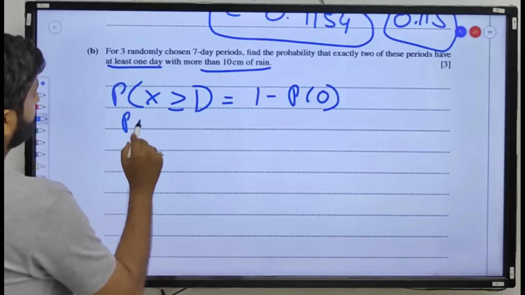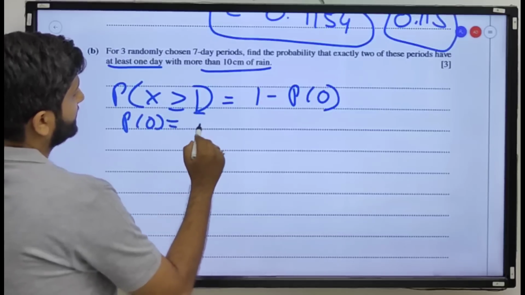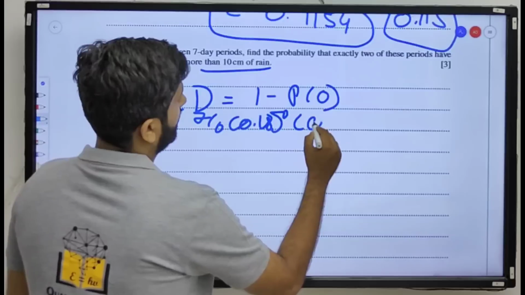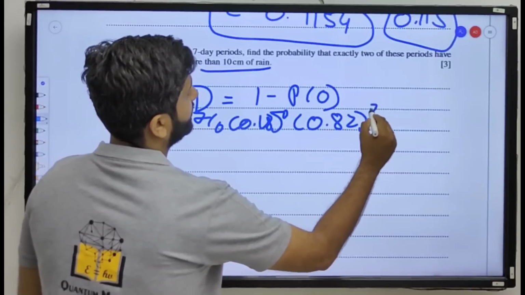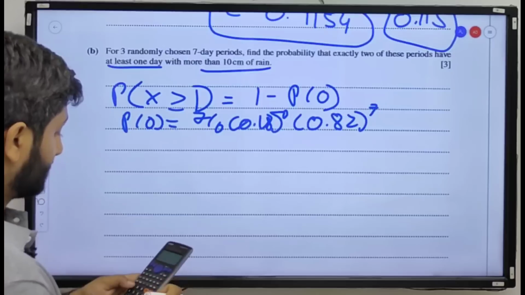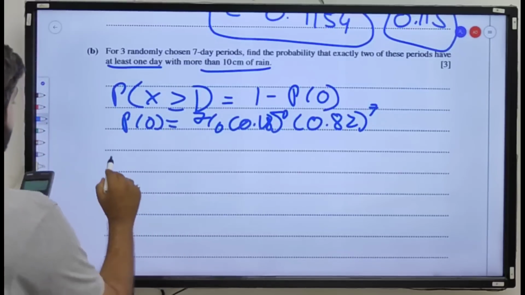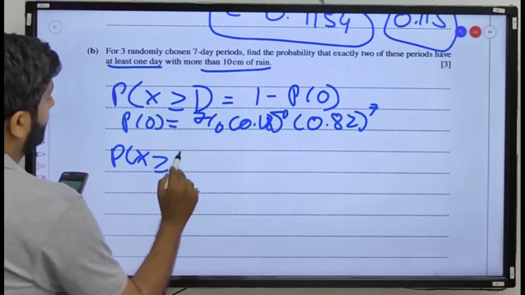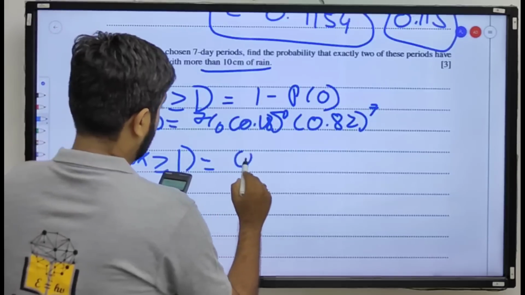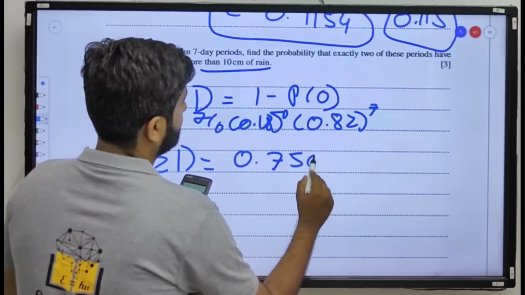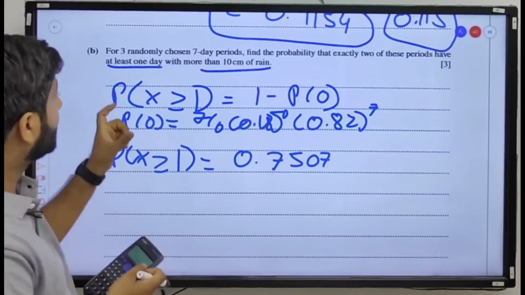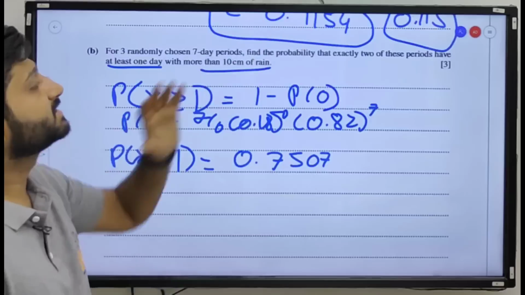So it is pretty easy. Probability of 0 we already found out, 7C0, probability of success power 0, and probability of failure power 7. So this is 0.82 power 7, and 1 minus answer is 0.7507, right? So this is the probability of raining at least 1 day with more than 10 centimeter of rain.